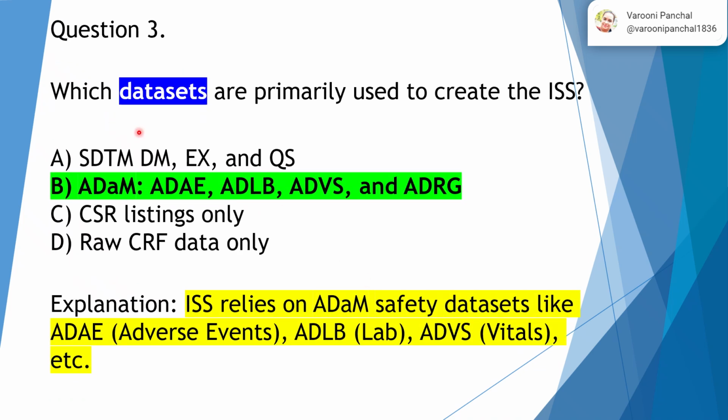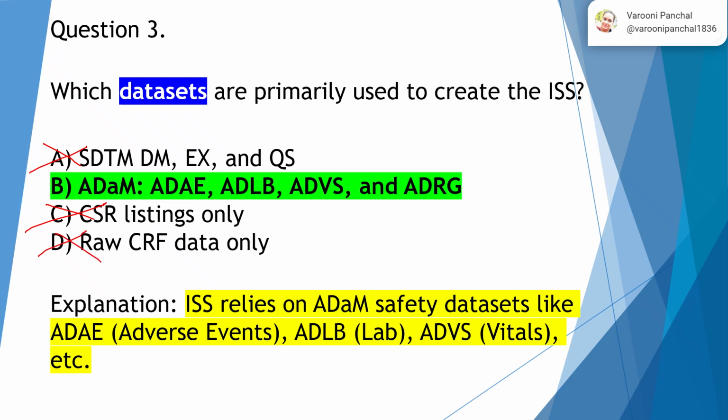Question 3. Which datasets are primarily used to create the ISS? Option E is SDTM DM, EX and QS. Now we are talking about the datasets that are used to create ISS. So these are the SDTM domains. So this is not the right answer. CSR listings only. Now we are talking about the datasets, not the listings. So this is not the right answer. Raw CRF data only. So the question is referring to the datasets and not to the raw CRF. So this is not the right answer.